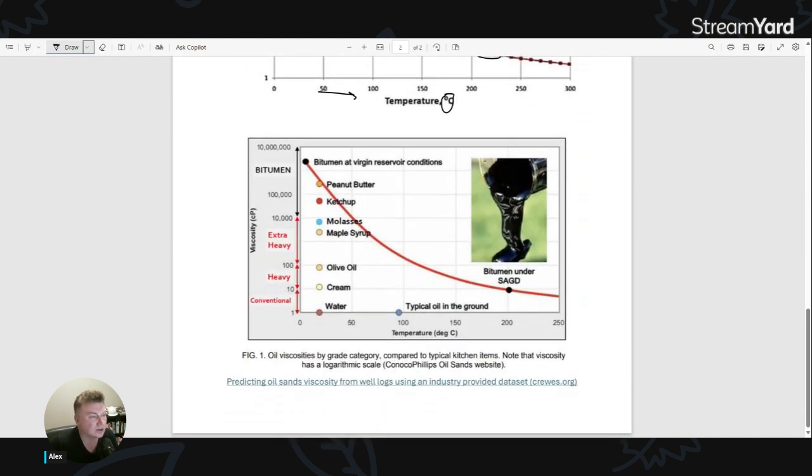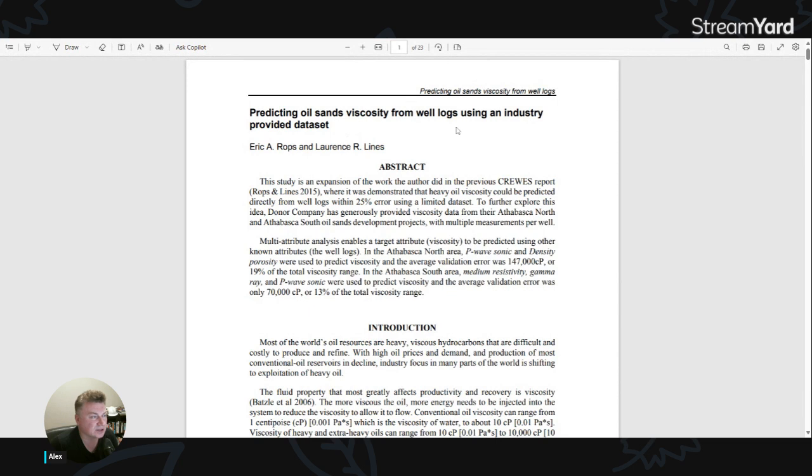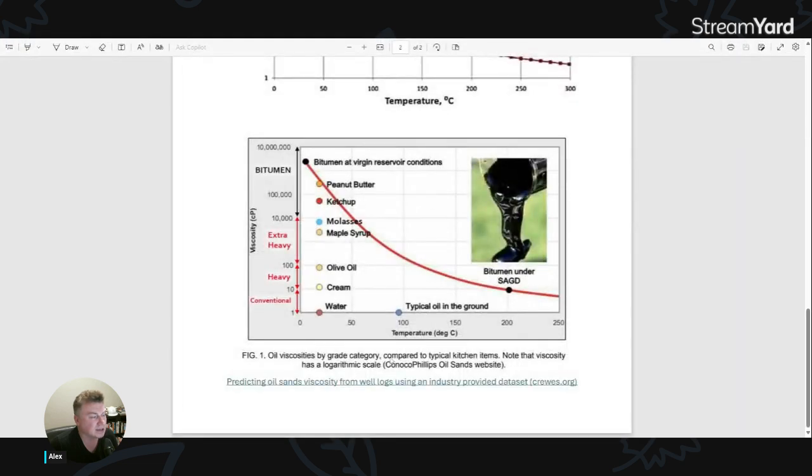So this is also a chart that I'm familiar with. This chart was taken from this website here. This website is like a study, I guess, predicting oil sands viscosity from well logs using an industry provided data set by Eric Robs and Lawrence Lines. But I guess it's a figure of oil viscosity by grade category that was taken from Conoco's website, I assume with their permission, but this is in the public domain.